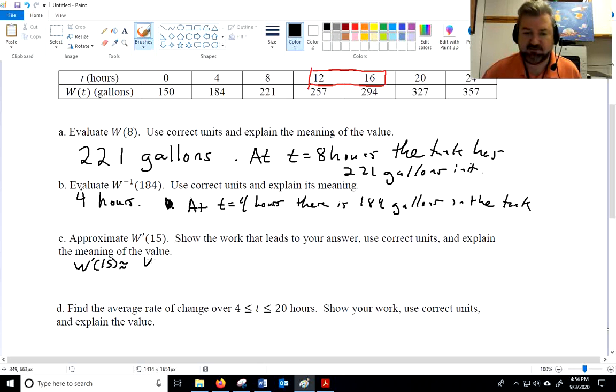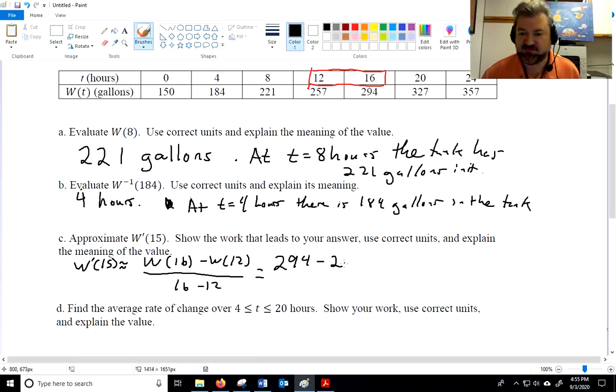I will say W of 16 minus W of 12 all over 16 minus 12. I like you taking the second to write that step down. That is not going to be enough to get us credit, though, because we have to evaluate. But I want you getting that idea that the average rate of change is f of x2 minus f of x1 over x2 minus x1. So now I'm going to replace the 16 with what it is. W of 16 is 294.